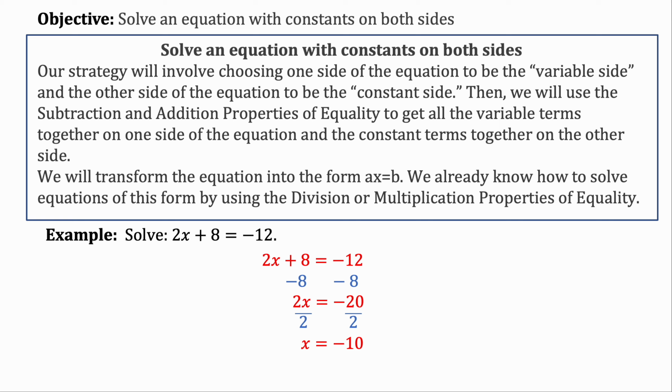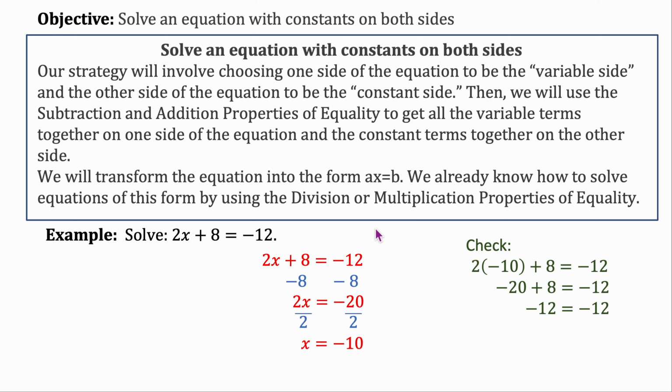Now, what's really great about an equation is that it's pretty easy to check your work. If we substitute that value where our variable is sitting into our equation, we better get an answer of negative 12. So 2 times negative 10 is negative 20. Negative 20 plus 8 is indeed negative 12. It checks out perfectly. So checking your work isn't hard. You could even do that in your head. 2 times negative 10 is negative 20 plus 8 is indeed negative 12.